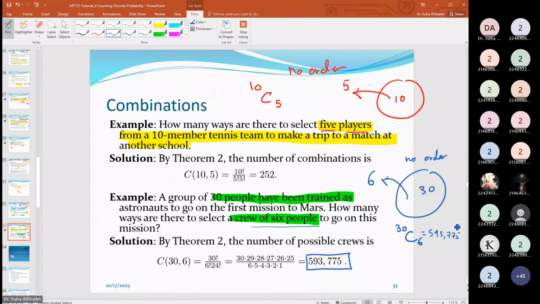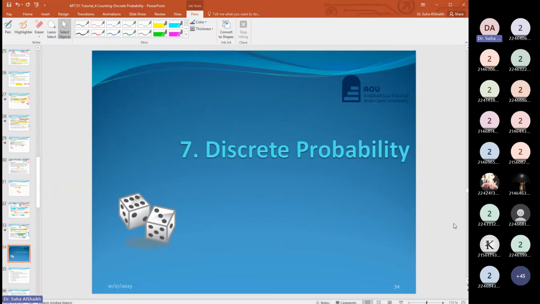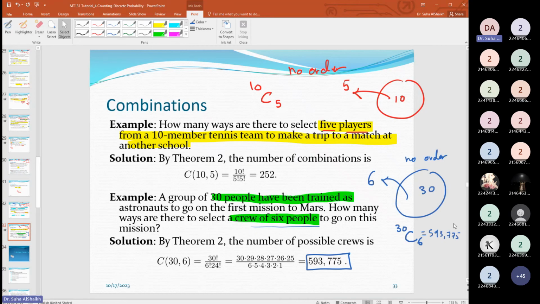Okay? Is it clear? Okay. This is enough for today. We remain with the discrete probability. We will do it next time, inshallah. Next time we will do the discrete probability. Okay, does anybody have any question?